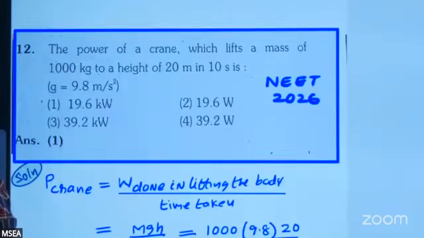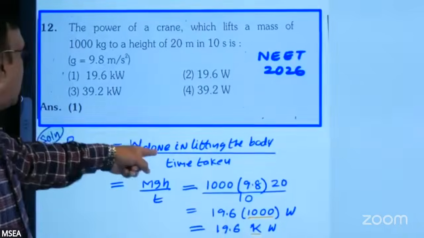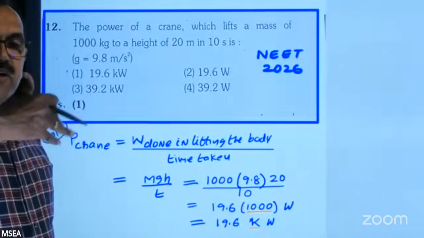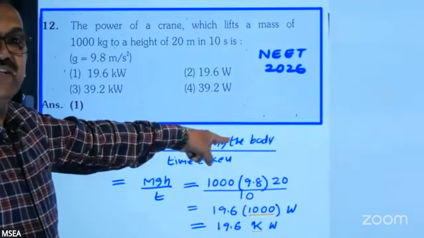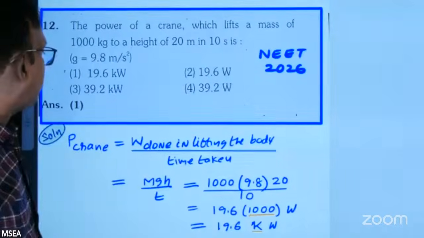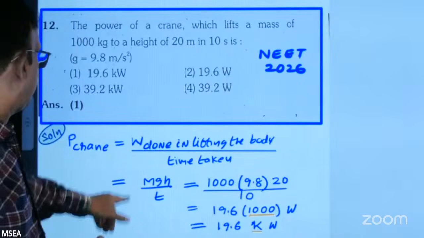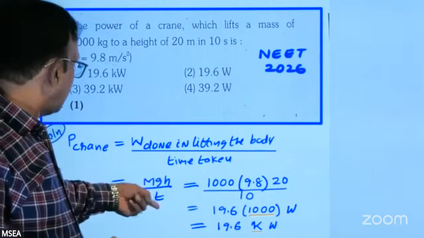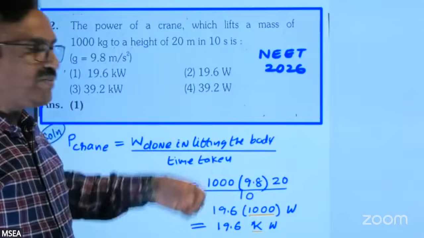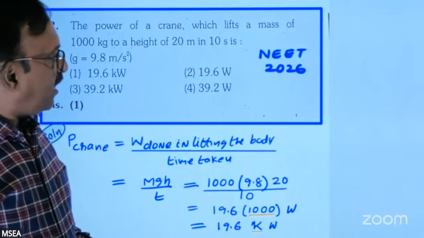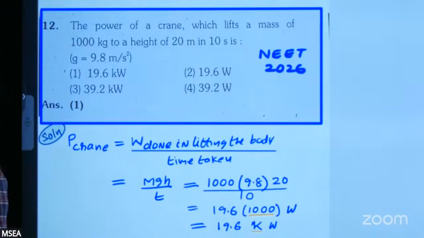What do you mean by power? Unless said otherwise, power means average power, total work done by total time. So for the power of a crane, what type of work will the crane do? Lifting work. Work done by the crane in lifting the body divided by the corresponding time taken. What is the formula for work required in lifting a body through a height h? mgh. So work done in lifting the body is mgh divided by time. All the values are directly given there. Substitute. Once again, 100%, anyone needs to get the mark right for that particular bit.